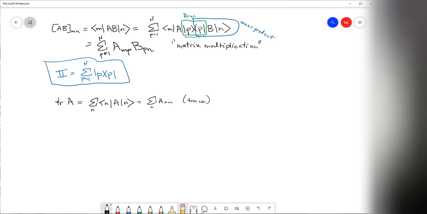Any questions about that? These are just little examples of how to use the Dirac notation a little bit and its connection to the actual matrix elements. Let's see if I want to say anything else.